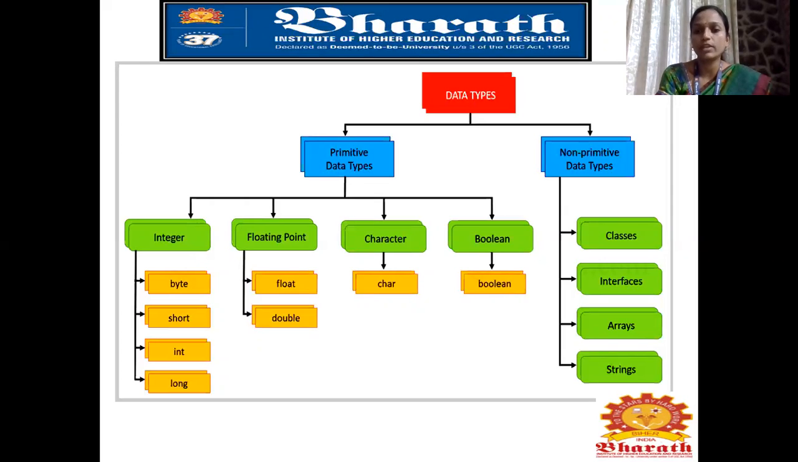Next, non-primitive data types. Here, classes, interfaces, arrays, and strings. If it is a class, there should be an object. Next, arrays. Arrays means it's a collection of similar kind of elements that's stored under a single name. Then the array starts with 0. That is about arrays. Next, string. String is a group of characters. It can be enclosed in quotation marks that can be either single or double.